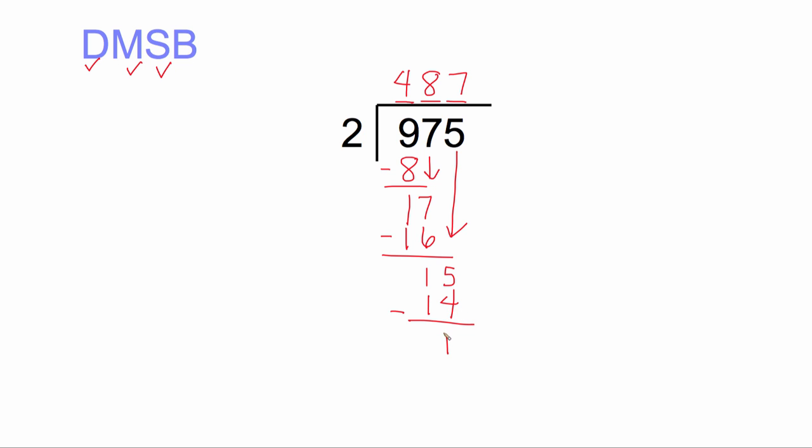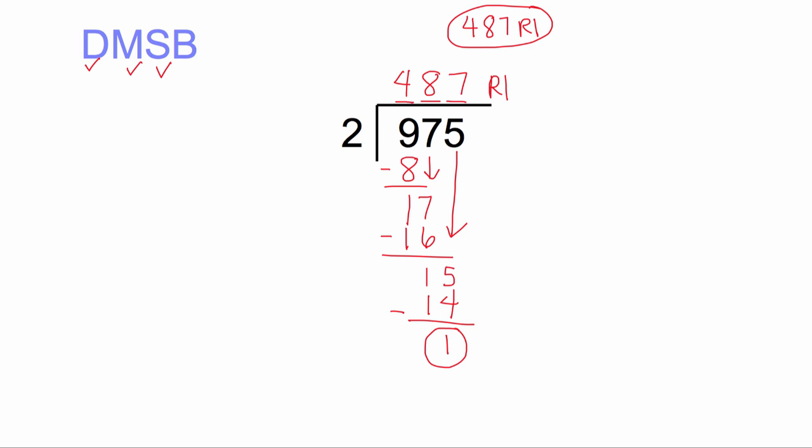Unlike the last problem, we have a number at the bottom that we're left over with. That's called our remainder. So the answer to this problem is 487, remainder 1. You'll find some problems have remainders while others don't.